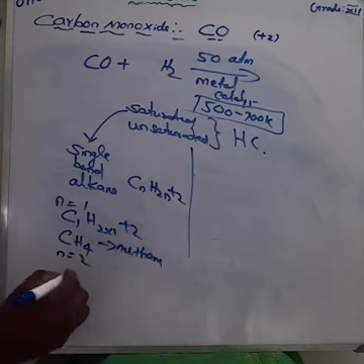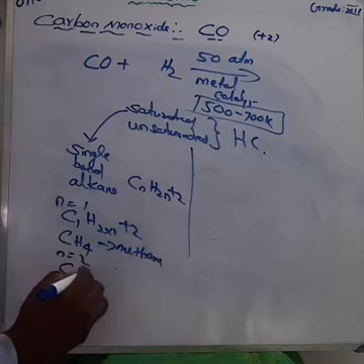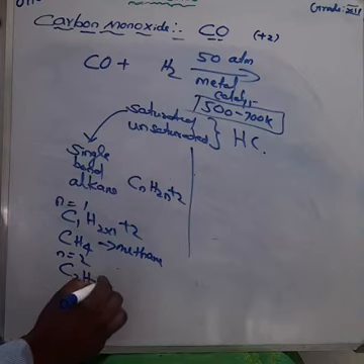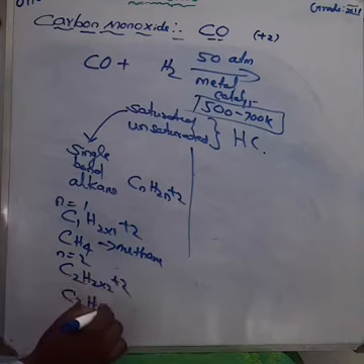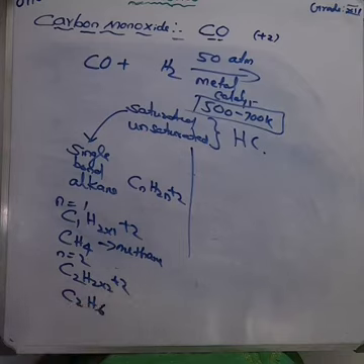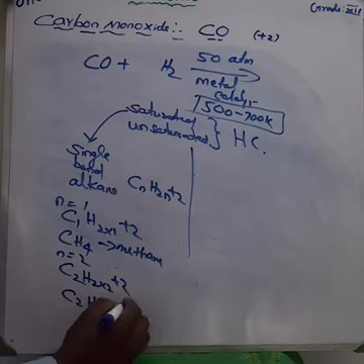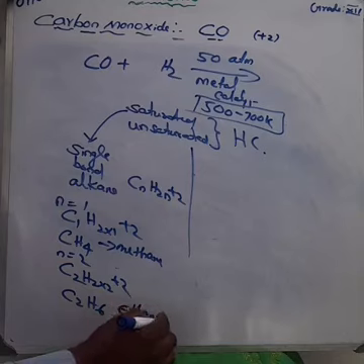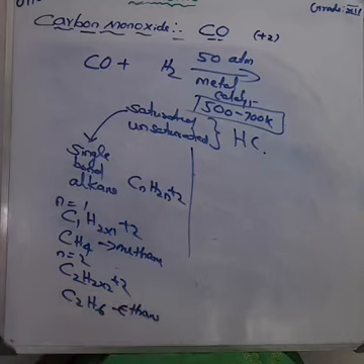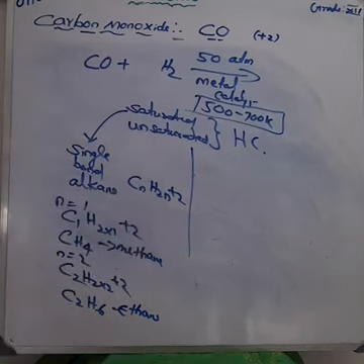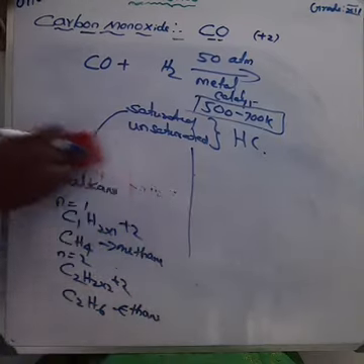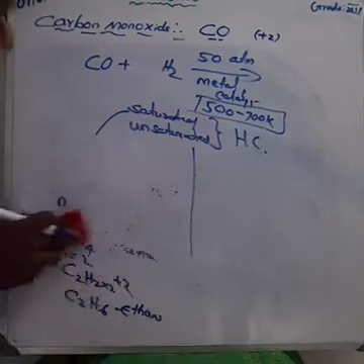Suppose we write n equal to 2. What is the formula? C2, H into 2 times 2 plus 2, C2H4 plus 2, C2H6. So methane, ethane, propane, butane, pentane. These are all alkanes. What is the general formula? CnH2n+2. Am I right? These are saturated.